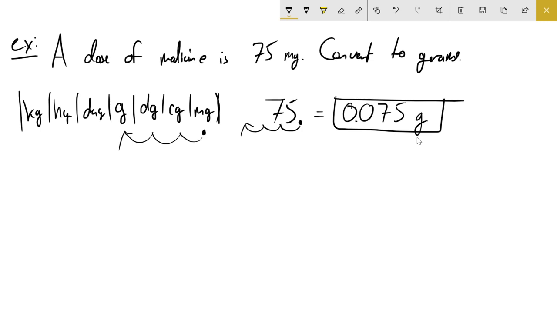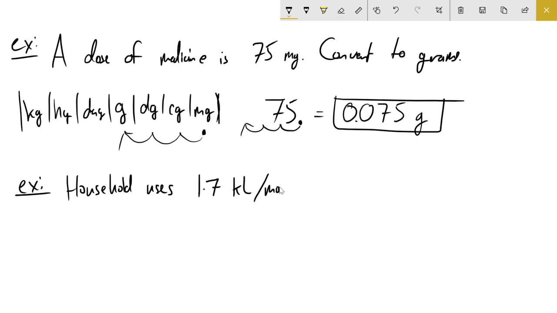Make sense? All right. Let's say same with liters. Like, let's say that a household uses 1.7 kiloliters per month, and I want to convert that to just liters.